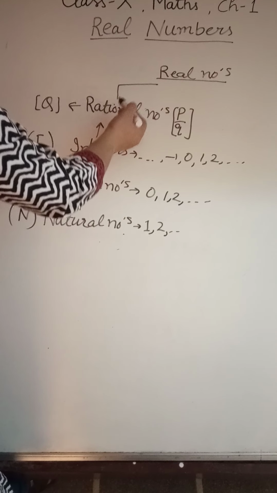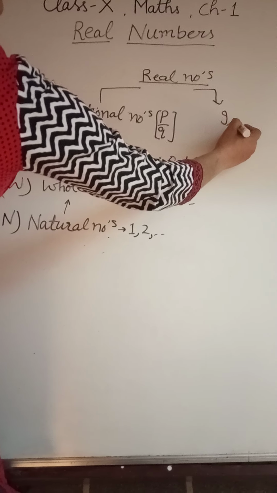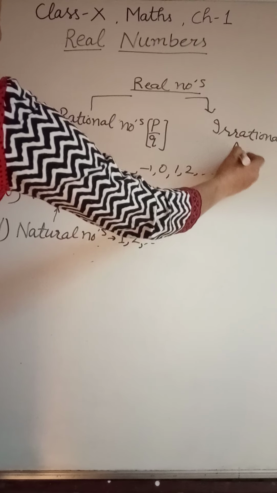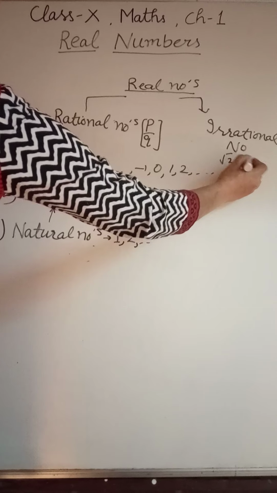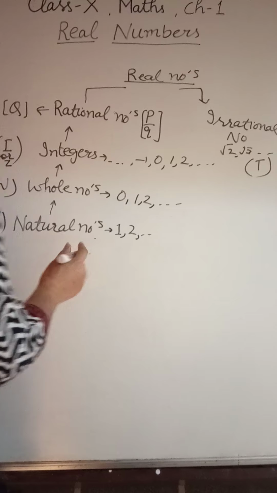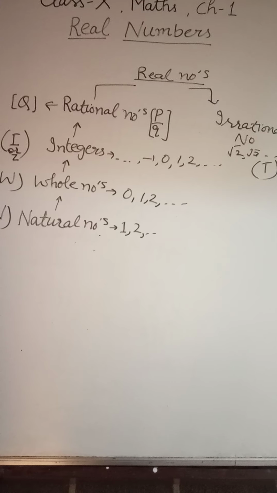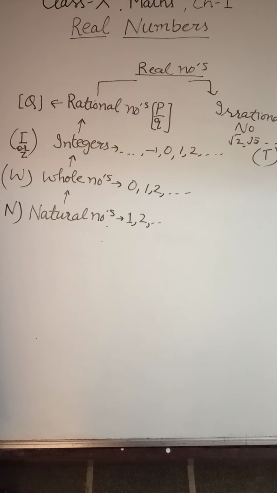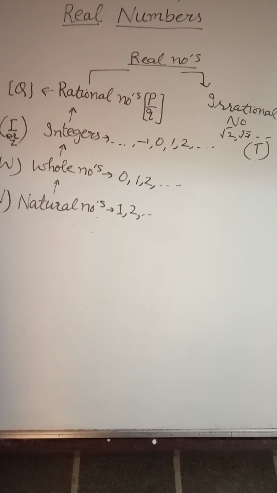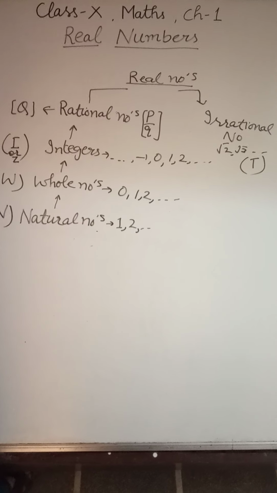So real numbers have two parts, rational and the other one is irrational numbers. Root values for which an exact answer cannot be obtained, and it is represented by T. So when we talk about real numbers, all the concepts we have done in our previous classes, that is what we need to recall, that is HCF, LCM and everything. So first of all, let us recall how to do HCF.